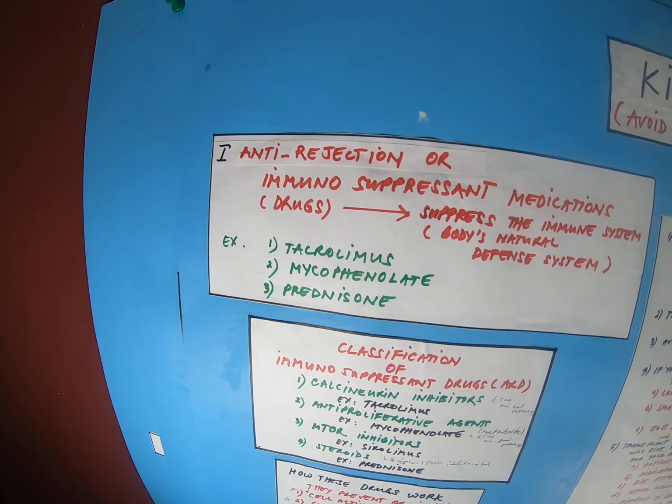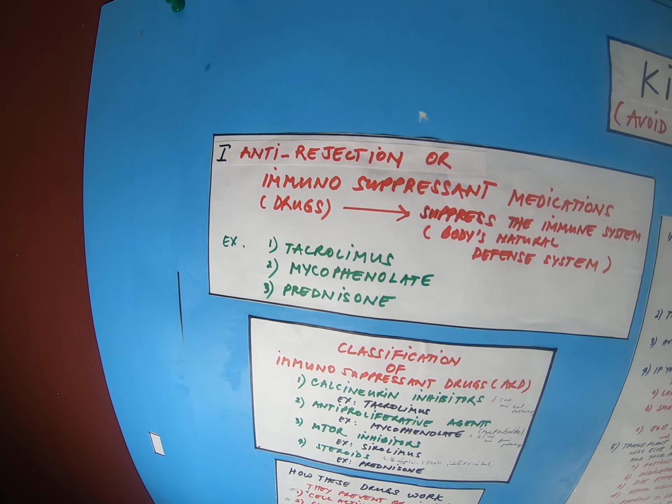They prevent or inhibit the following. We have 1, cell activation. So it prevents cell activation of the lymphocyte. They also prevent cytokine production, prevent differentiation, and also prevent proliferation. So this is how these drugs work. They prevent lymphocyte cell activation, cytokine production, cell differentiation, and they inhibit proliferation.